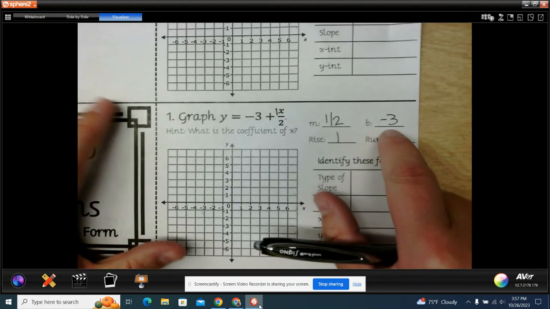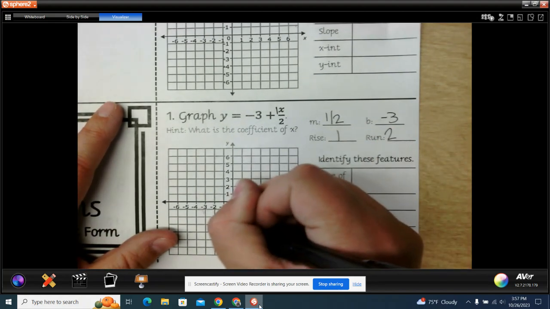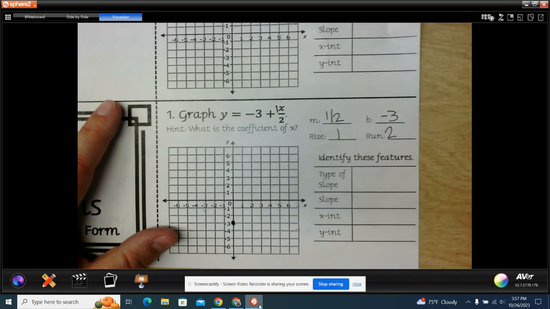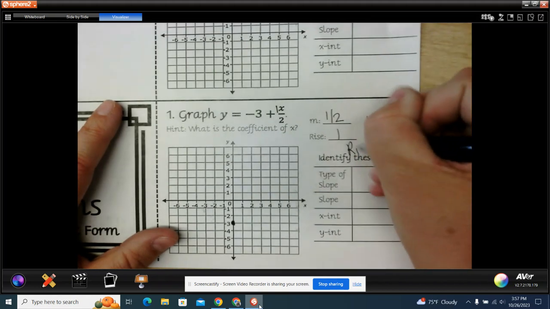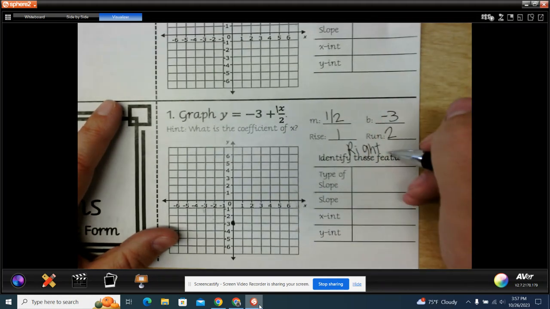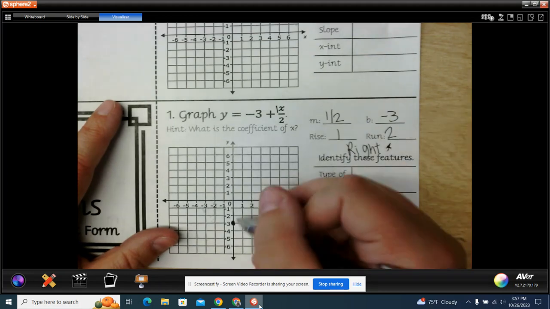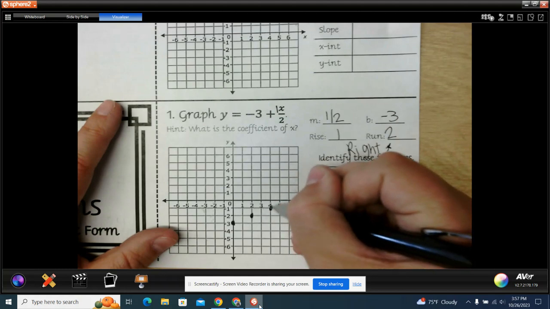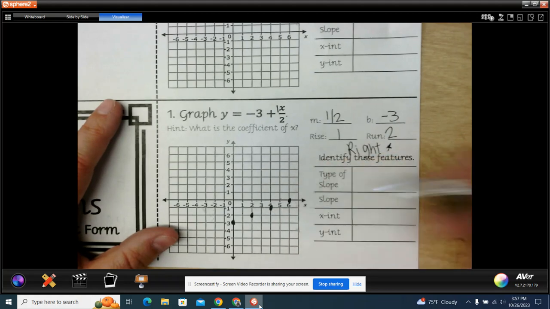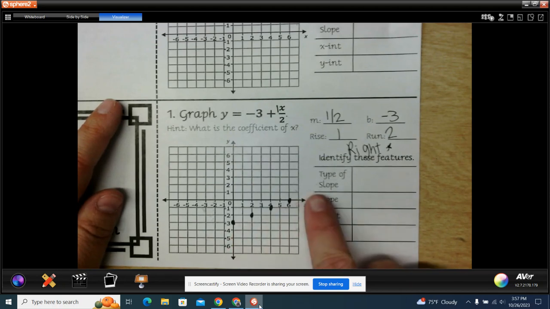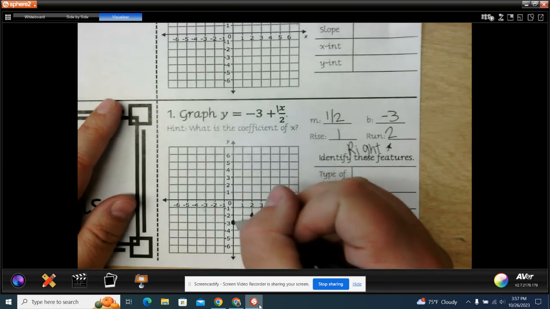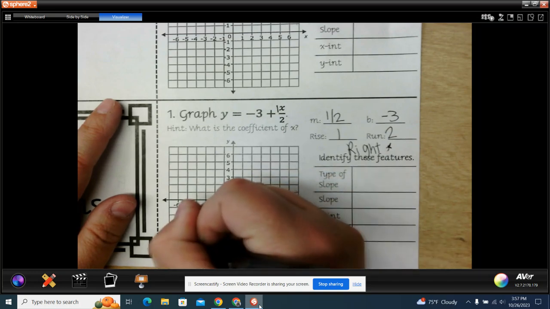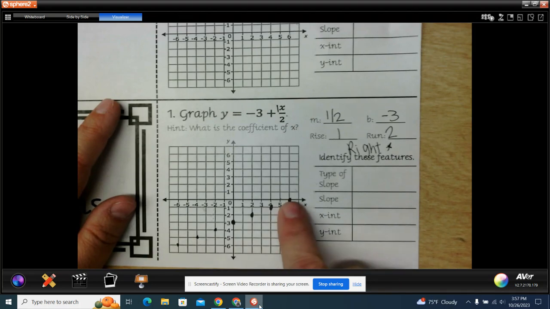So we start with our b, our minus 3 on the y-axis. And then from there, we're going to rise 1, run 2. Since both numbers are positive, we're going to go to the right when we run. So we're going to go up 1, right 2 spaces, up 1, right 2 spaces, up 1, right 2 spaces. And then once we go as far up, we're now going to do the opposite and go down. So we're going to go down 1, left 2 spaces, repeating that pattern. And then we have our line.